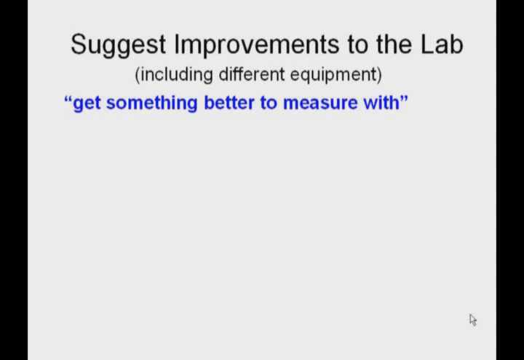Suggestions to improve the lab. This section is in the conclusion section of your lab. This one you can suggest alternate equipment to use. Get something better to measure it with is the idea that we want, but we can't have this imaginary piece of equipment. You have to specify what piece of equipment we want. So this is a bad answer. It's going along the right lines, but you're not telling me what piece of equipment.